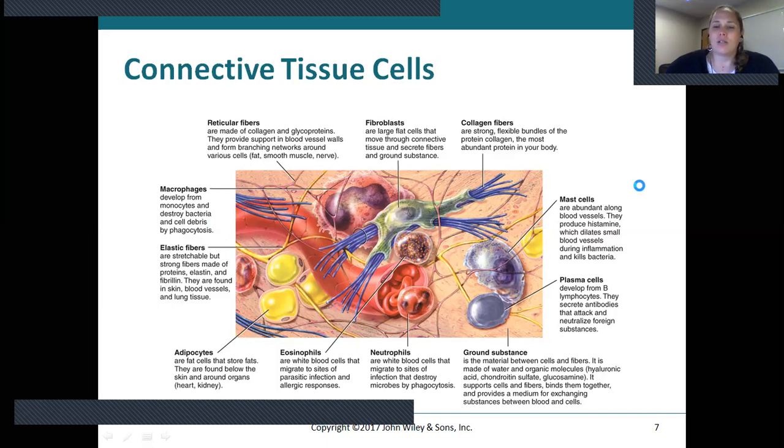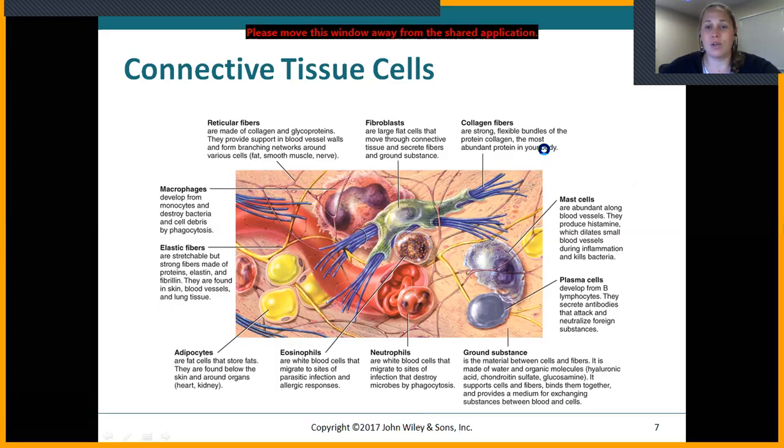So I think what we might do here is, I'm going to try to exit out of PowerPoint here for a second and see if that makes it any easier to view.